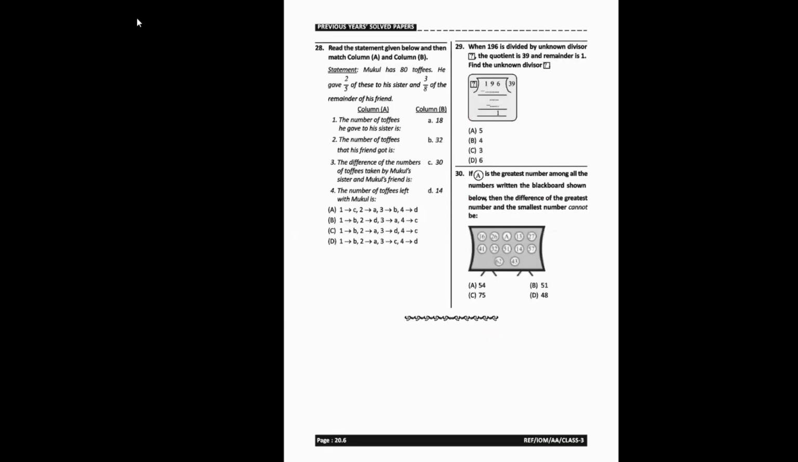Okay. Next, number 28. Read the statement given below and then match. Mukul has 80 toffees. He is giving 2/5 of these to his sister. 2/5 of 80 means 5, 16 times as 80, 16 into 2, 32. So number of toffees he gave to his sister, that's 32.